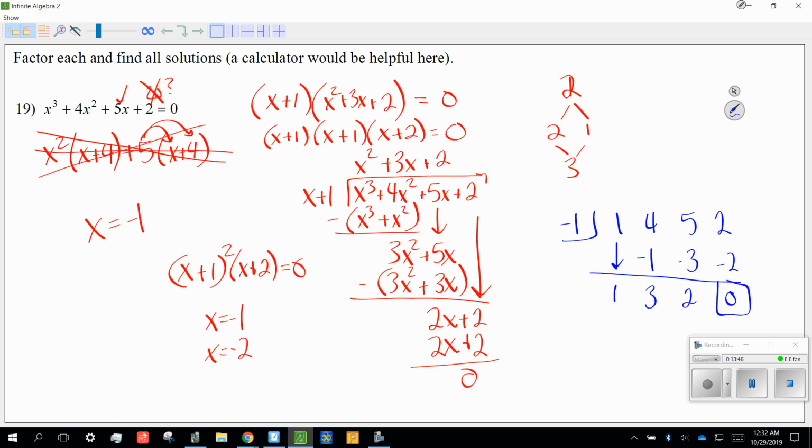Oh look, got a remainder of 0, and we've got an x squared plus a 3x plus 2, and that's what we got from our long division. Okay, so same answer either way. That looks a lot easier, I'm sure, than the long division method, but long division is very handy. Okay, so that's number 19, and more to come later.